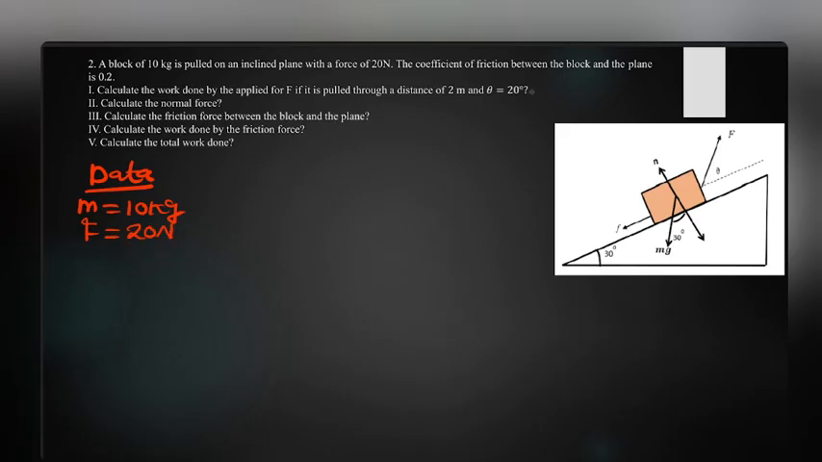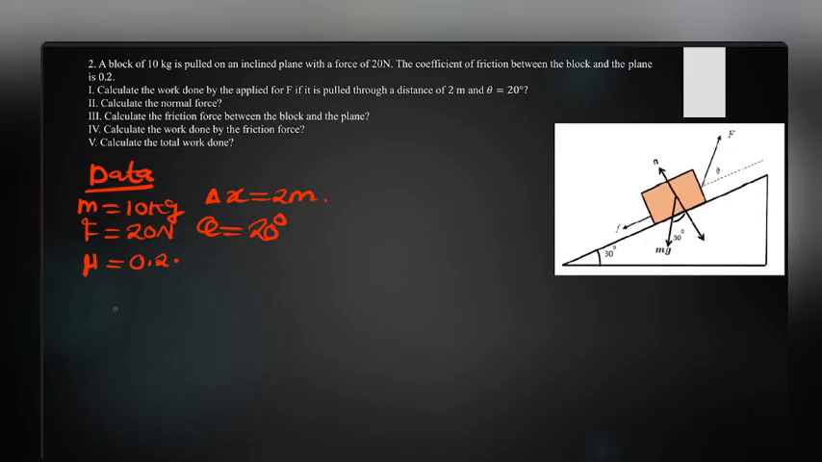Then the coefficient of friction between the block and the plane is 0.2. So the question says calculate the work done by the applied force if it is put through a distance of 2 meters and theta equal to 20 degrees. So I have to calculate the work done by the applied force if it is put through a distance of 2 meters, then at an angle of what? 20 degrees there.